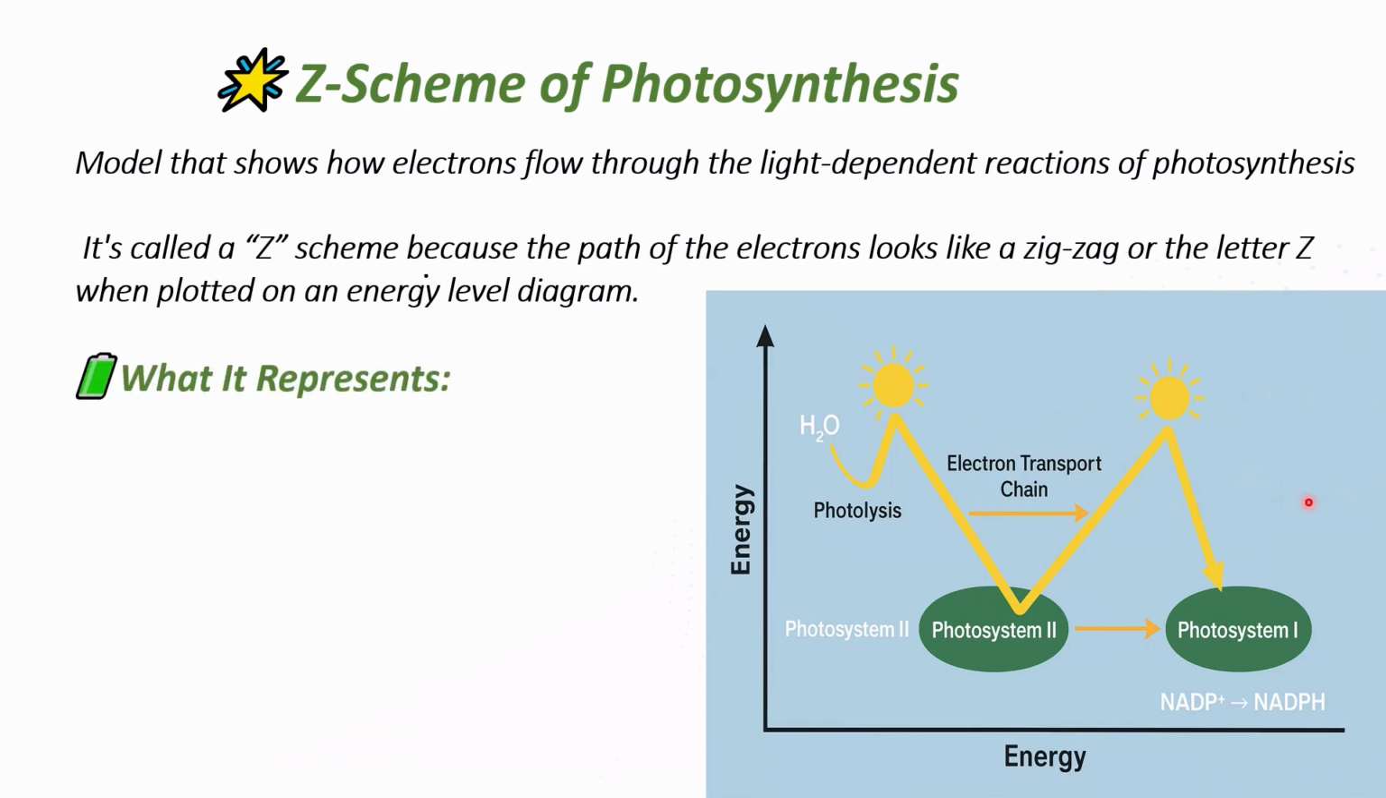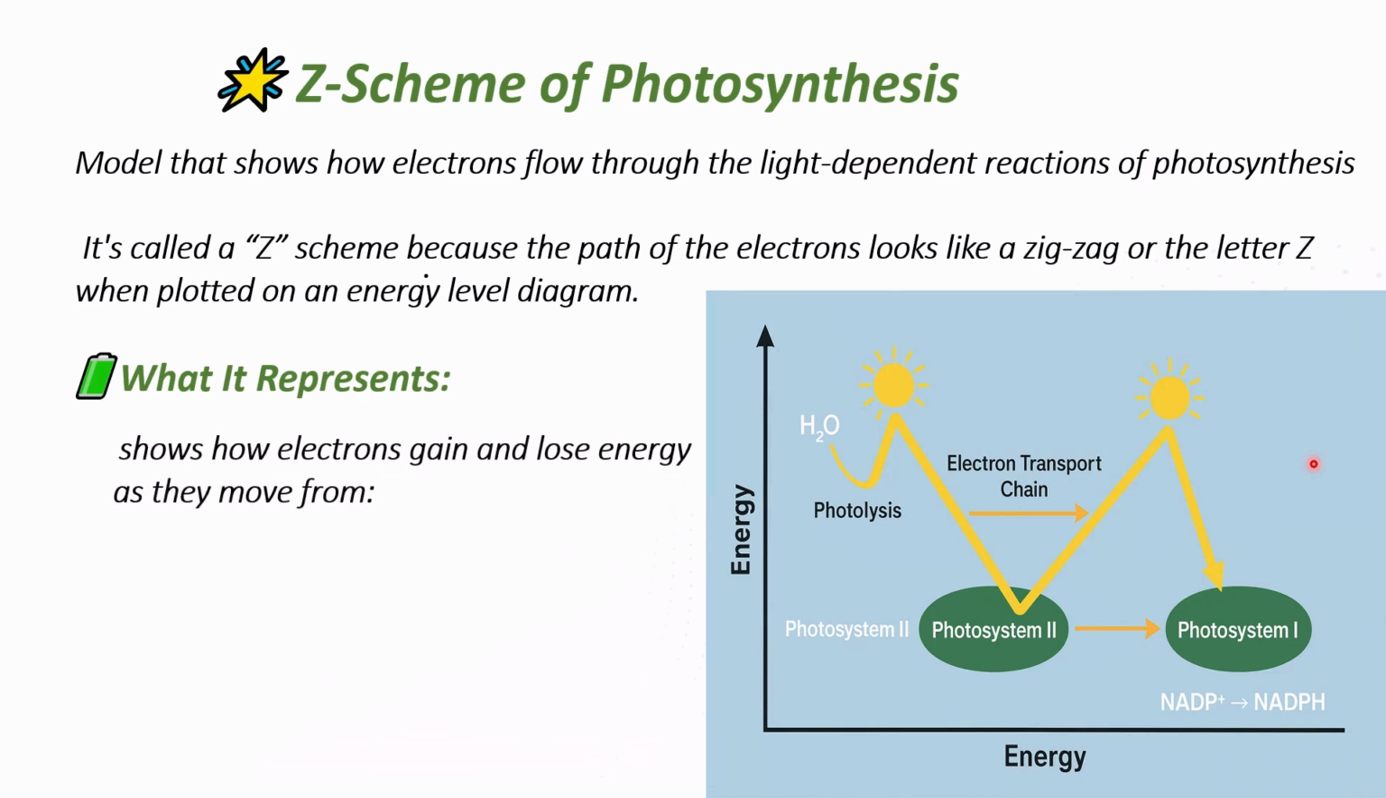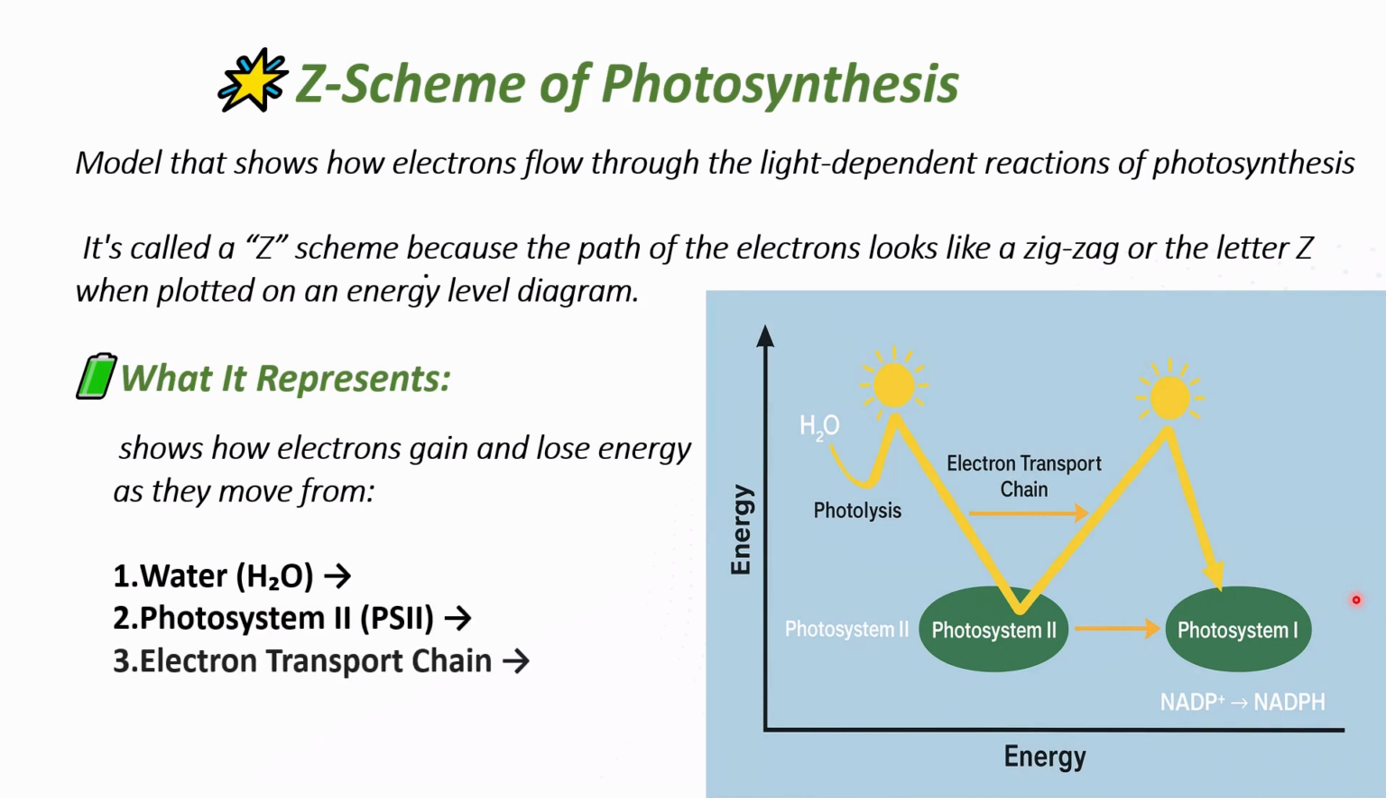In the Z scheme, when the electrons flow from one place to another, it shows how they gain or lose energy. Simply, it shows how the electrons gain or lose energy as they move from water molecules to photosystem 2, then to the ETC chain, then to photosystem 1, and then to NADP plus and NADPH. These are the 5 steps that take place in the Z scheme of photosynthesis, and in these 5 steps you can see the gain and loss of energy of the electrons in this graph.